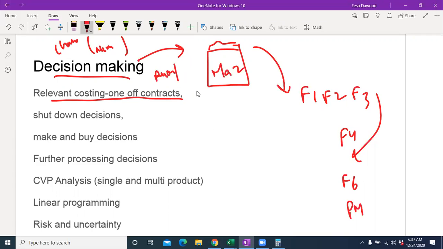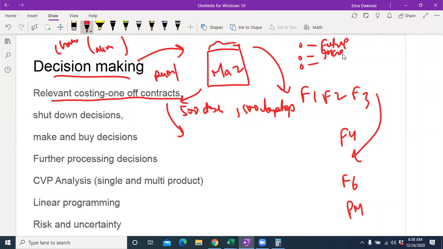For example, if a customer approaches me for a one-off contract, for example, to provide 500 desks or 500 laptops. Okay, that's not my main business, but it's a one-time order I need to fulfill. So I would decide based upon the relevant costing principle. What is a relevant cost? Relevant cost is a cost incurred in future, and it is incremental. It is the differential of both the options you're considering. Okay, incremental revenue or incremental cost of the options, because in decision making we have a lot of options.